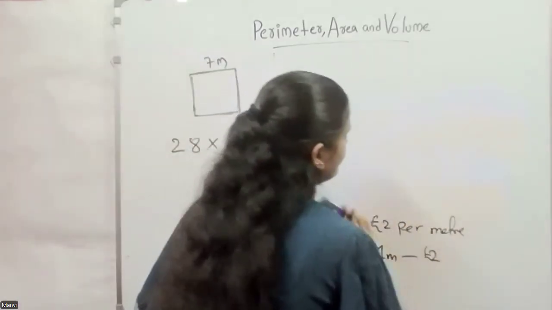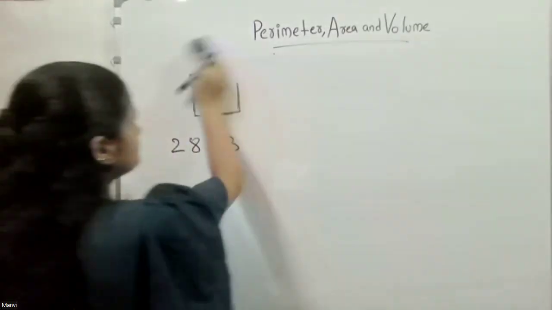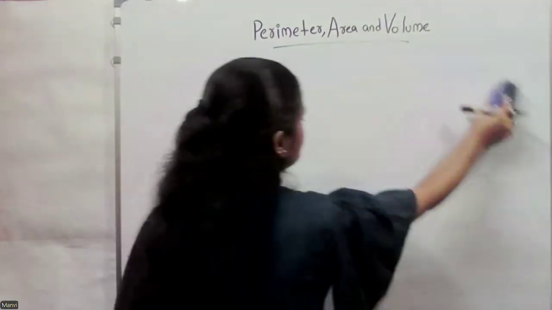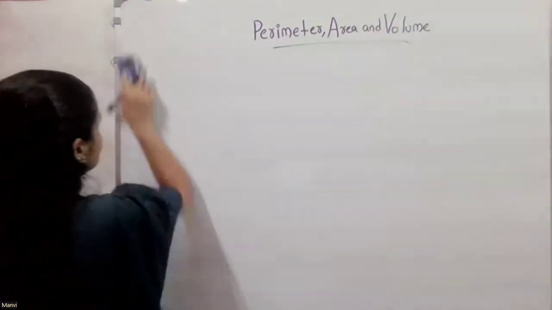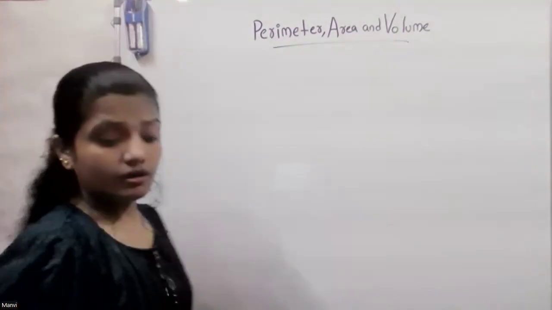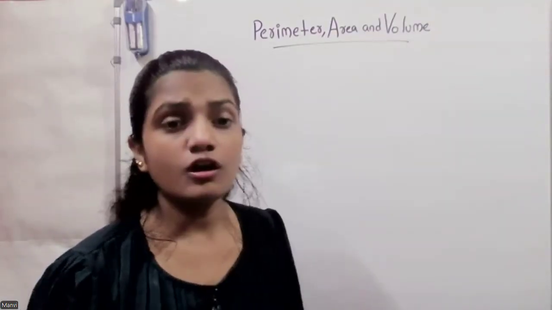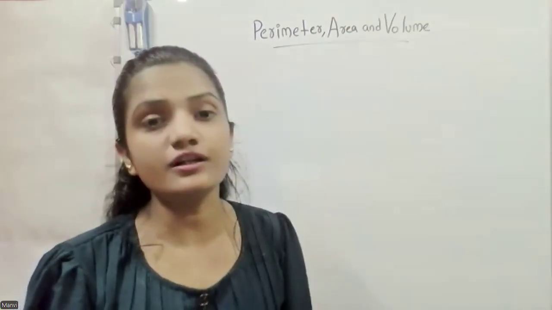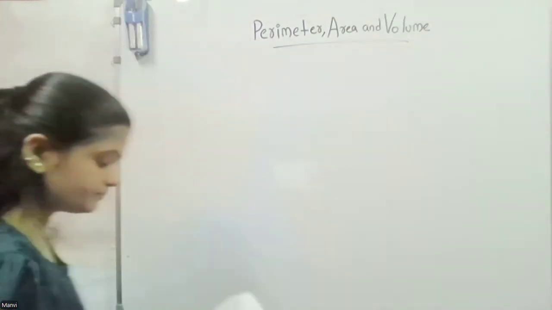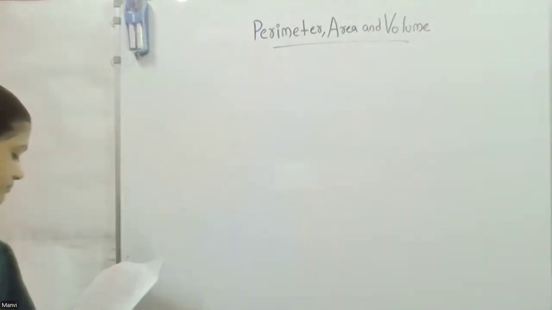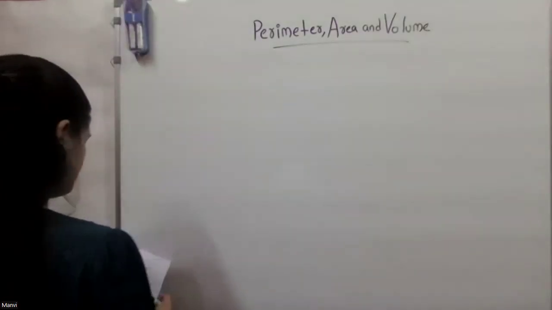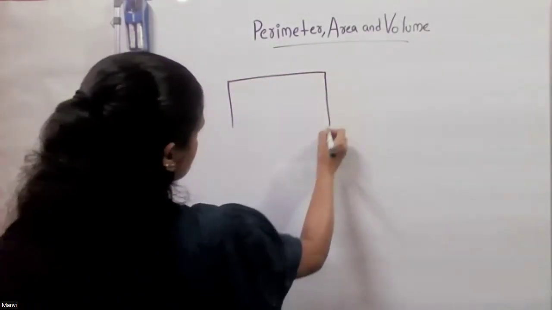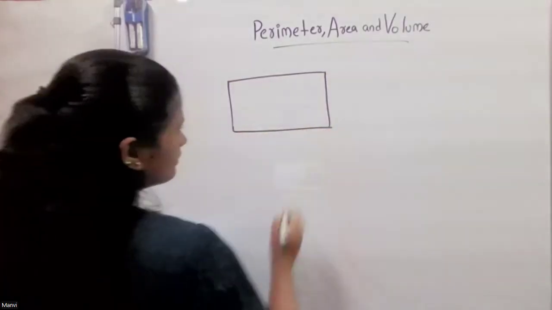So this way we can understand how they're asking about perimeter. Okay. The next thing is area. This time we don't want to paint our garden. This time the farmer wants to cover the garden with grass.